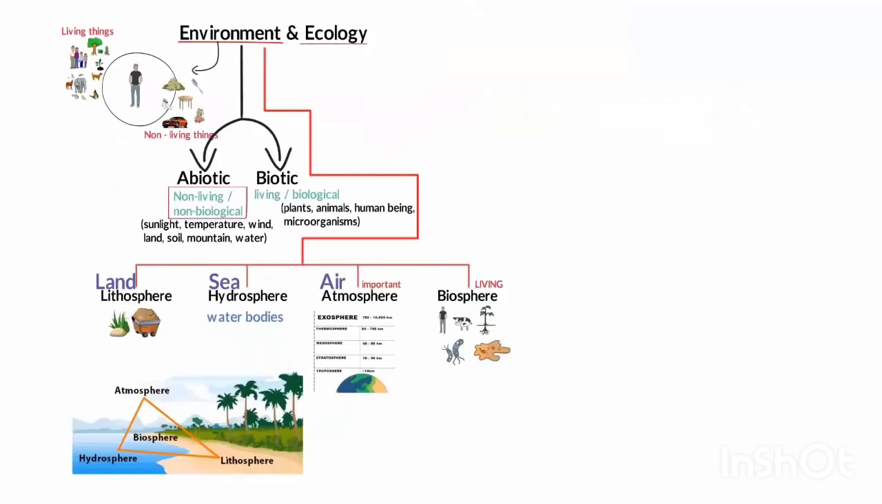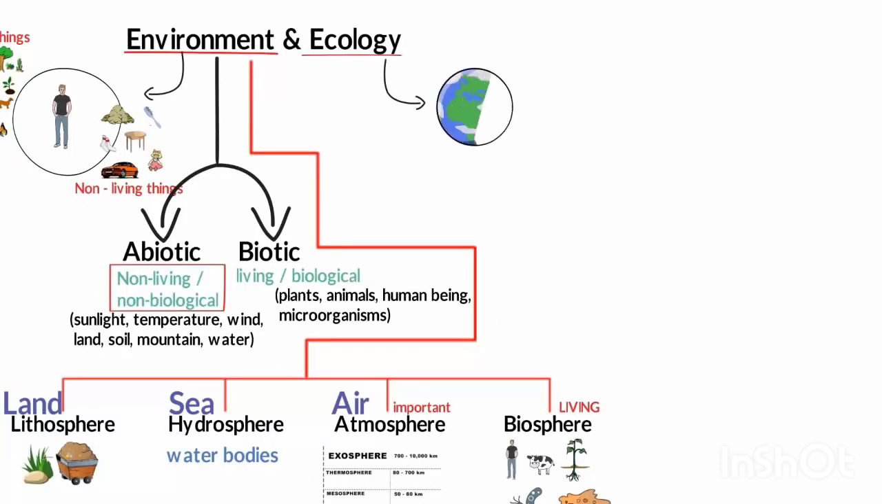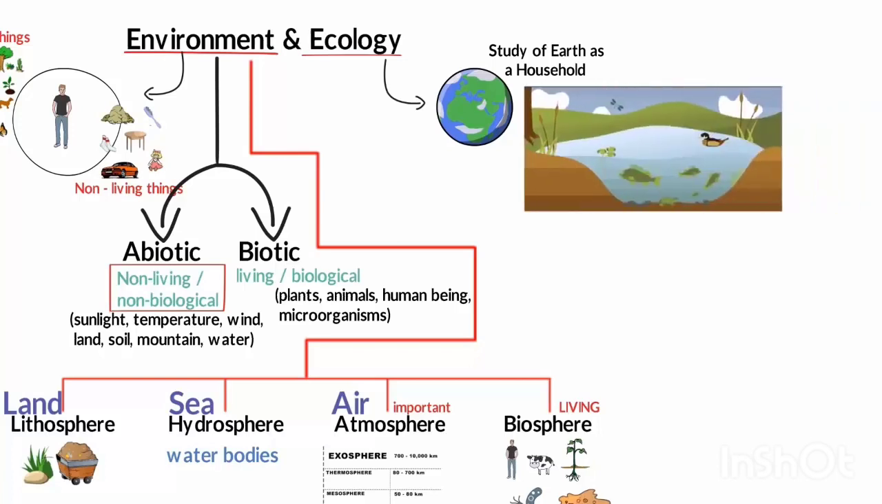Now let's get to know about the ecosystem. So moments back, I've told you about the four domains of our environment, which is the lithosphere, the atmosphere, the hydrosphere, and the biosphere. When these four domains coordinate with each other, there is a diversity of life forms on Earth. So when we hear the word ecology, ecology is the study of the Earth as a household of plants, human beings, animals, and microorganisms. So basically what it means is that there is an interaction of all the organisms of a particular place. And within that interaction, there is a pattern and a relationship.